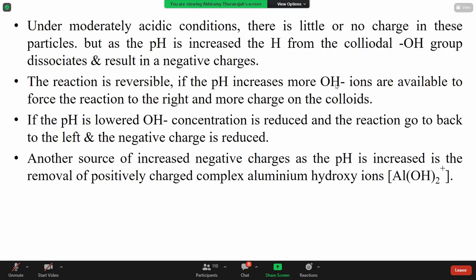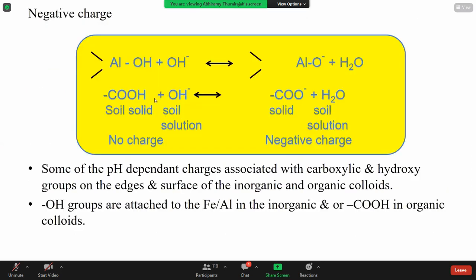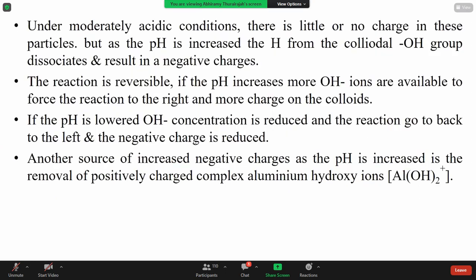If the pH increases, more OH- ions are available to force the reaction to the right side, and more charges develop on the colloids, more negative charge. If the pH is lower, then the OH- concentration is reduced. The reaction goes back to the left side, okay, and the charges may be reduced.